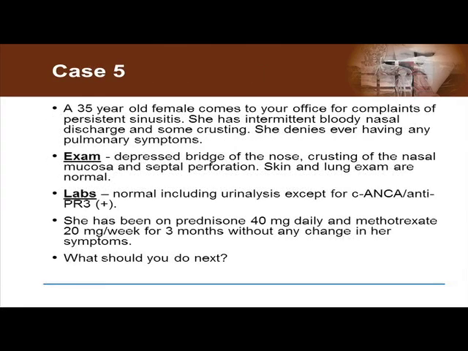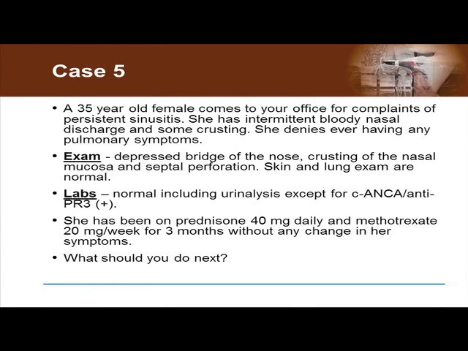Let's do one more final case. A 35-year-old lady comes to your office for complaints of persistent sinusitis. She has intermittent bloody nasal discharge and some nasal crusting. She denies ever having any pulmonary symptoms. On exam, she has a depressed bridge of the nose, crusting of the nasal mucosa, and a nasal septal perforation. Her skin and lung exam are normal. Her labs are essentially normal, except for a positive ANCA PR3.